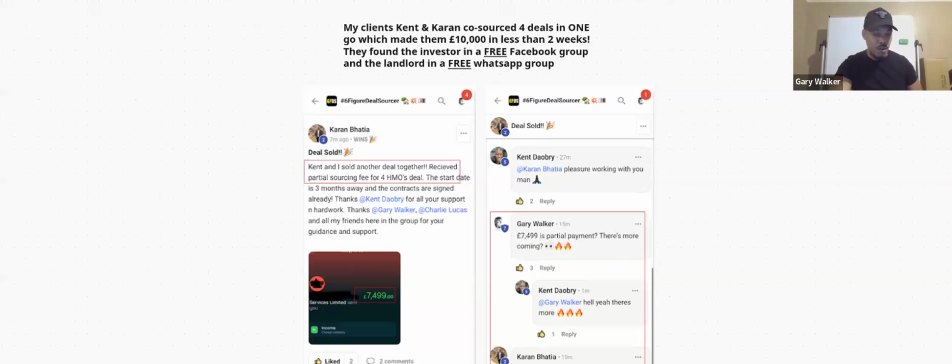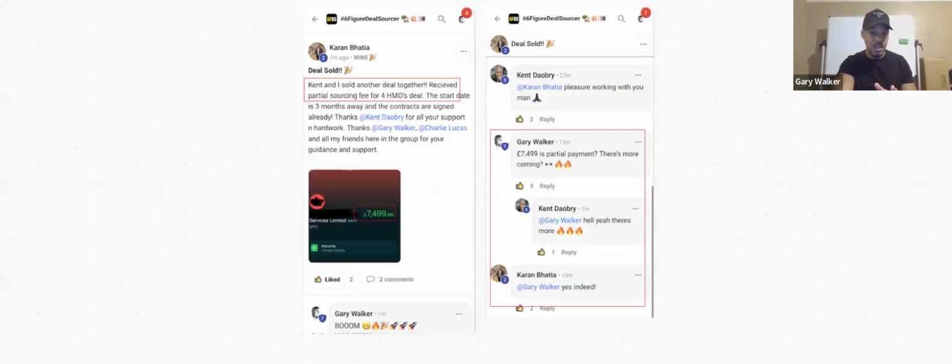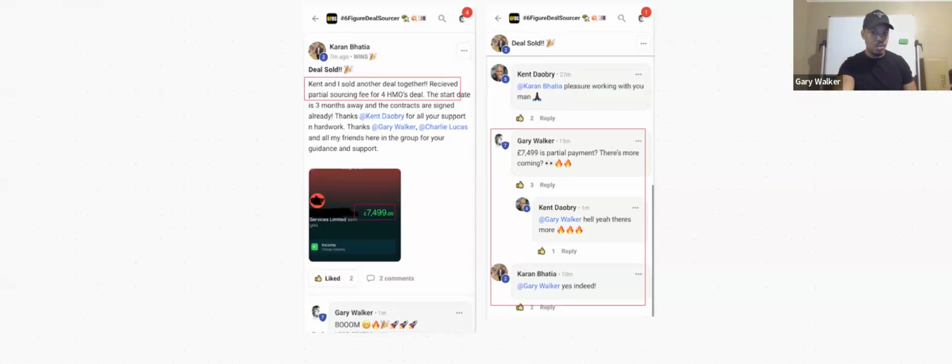As you can see here, hopefully you guys can see the background, there's a screenshot of the payment coming in. The first payment was 7,500 when the contract was signed. Then a week later, he paid the remaining 2,500. So they made 10K in one go. You can actually see here where I was asking them, just making sure that they got the full payment. I said, is this partial payment? There's more coming. Kent said, hell yeah, there's more. Karan said, yes, indeed. It was about a week later. Everything was paid. Done deal, on to the next.